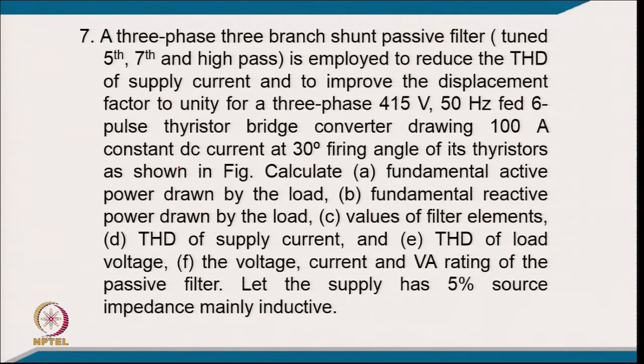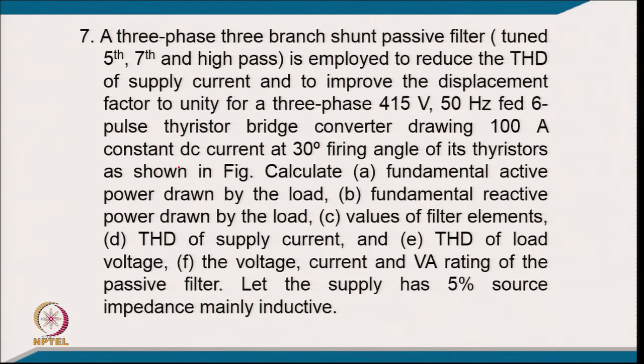Coming to the seventh numerical problem: a 3 phase 3 branch shunt passive filter tuned for 5th, 7th and high pass is employed to reduce the total harmonic distortion of supply current and to improve the displacement factor to unity, for a 3 phase 415 volt 50 hertz fed 6 pulse thyristor bridge converter drawing a 100 ampere constant DC current at 30° fire angle of its thyristor, as shown in the figure.